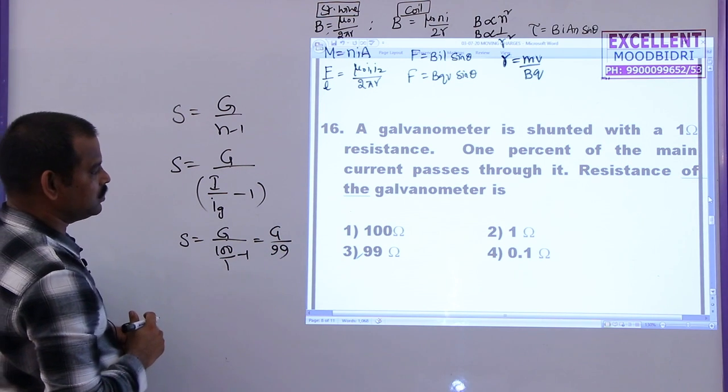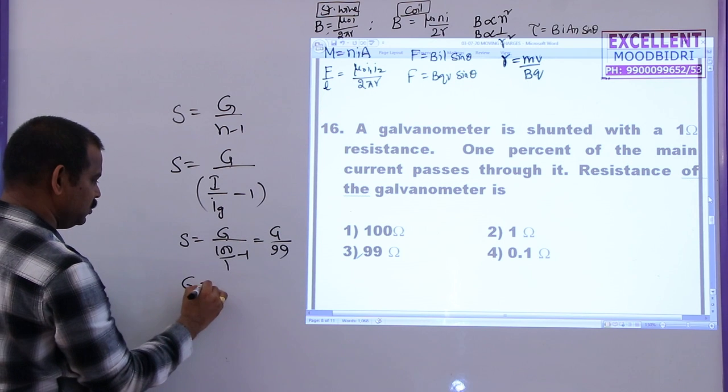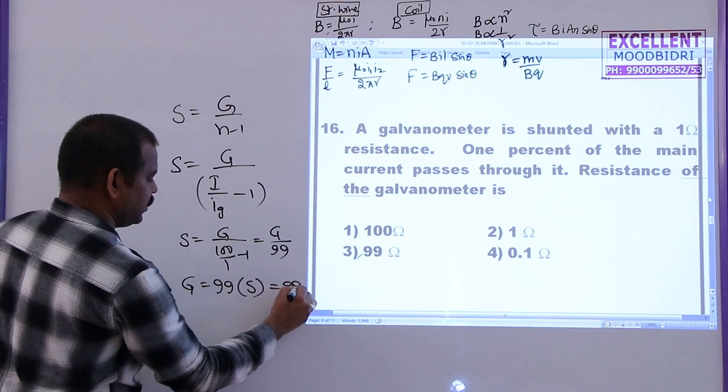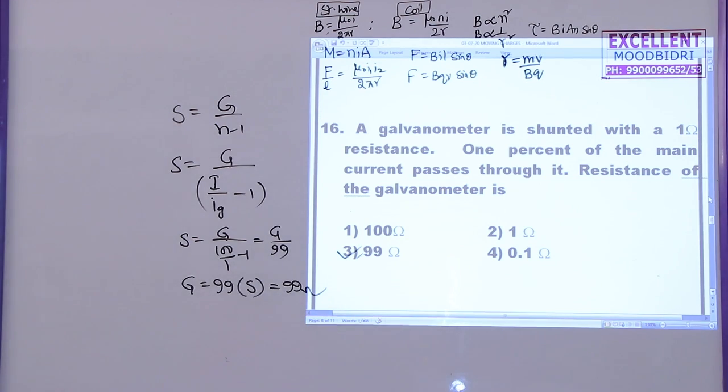They ask us to find the resistance of the galvanometer, that is G. G is equal to 99 into S. The shunt resistance is 1 ohm. So this is 99 ohms. Option 3 is correct.